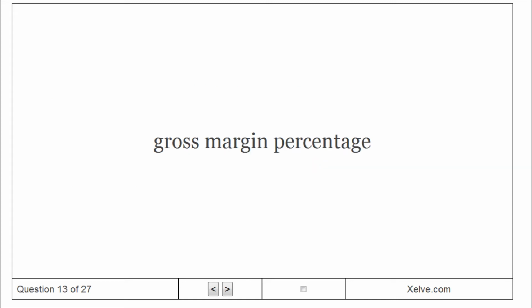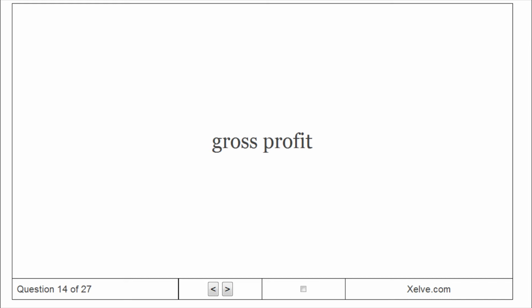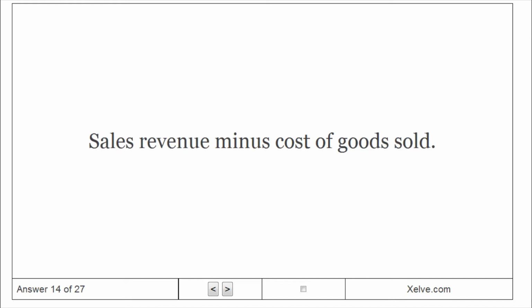Gross margin percentage. Another name for the gross profit percentage: gross profit divided by net sales revenue. Gross profit. Sales revenue minus cost of goods sold.